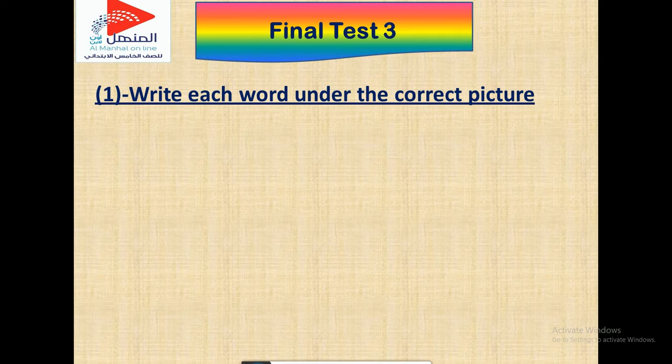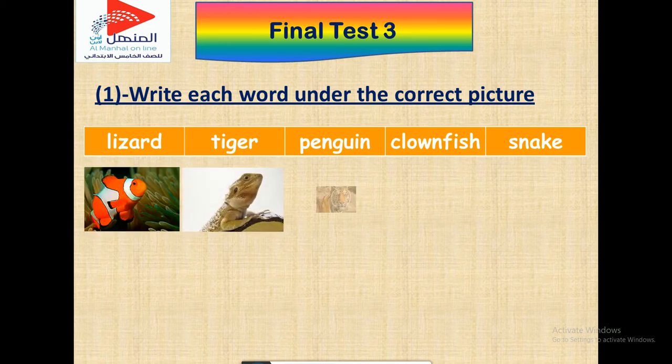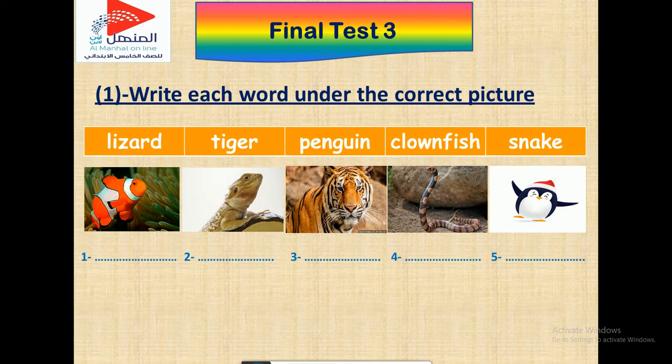Write each word under the correct picture. Actually, you're familiar with that question. You have a list of 5 words and 5 pictures, and you have to figure out which word goes with which picture. So you have to write the correct word under the correct picture. Alright, these are the 5 pictures. And let's read the list of words first.